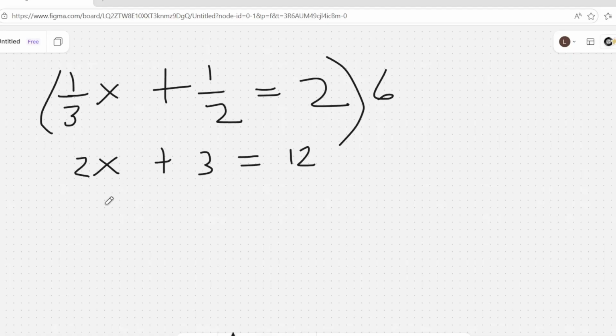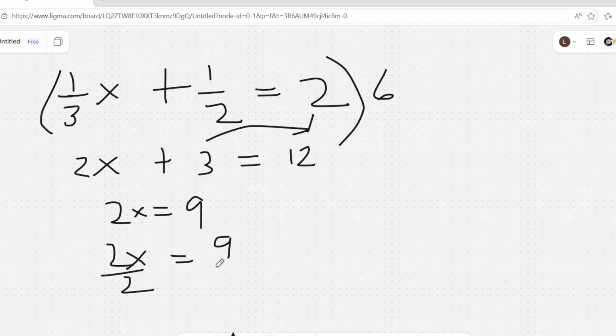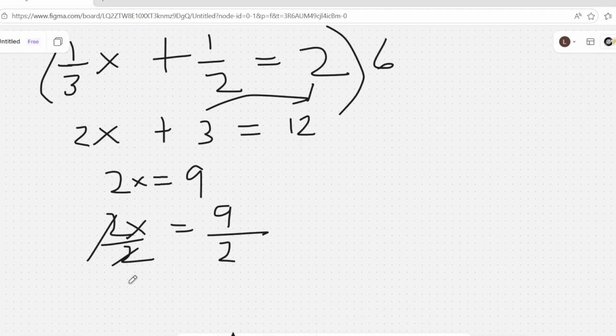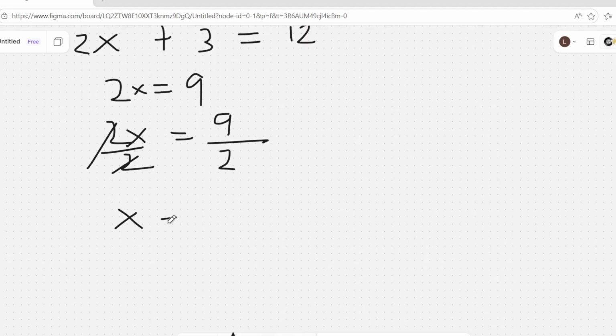Now we can solve this. We simply transpose 3 to the right side, so 12 minus 3 is equal to 9. And for 2x, we divide both sides by 2, so x is equal to 9 divided by 2. The 2 will be cancelled, x will remain, and our answer is 9 over 2. This is the value of our x.